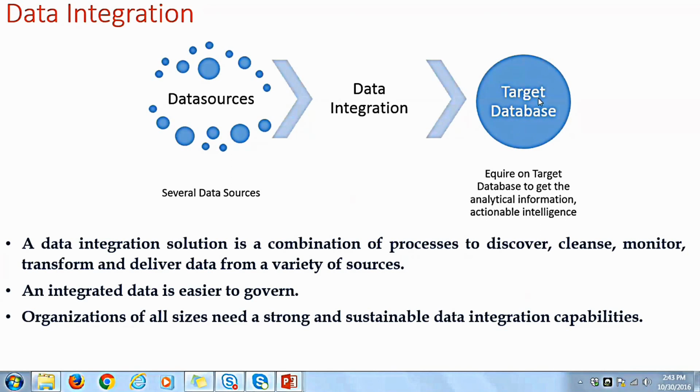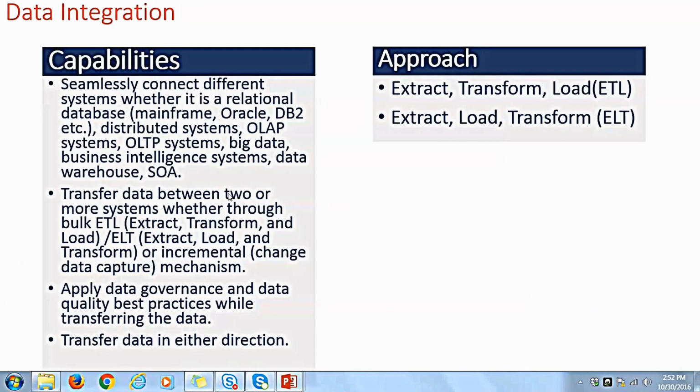The ever increasing data with a varied level of volume, variety, and velocity has also brought renewed challenges in data governance. Data governance refers to the management of availability, usability, and security of enterprise data. And integrated data is easier to govern. Organizations of all sizes need strong and sustainable data integration capabilities to be successful in projects and key analytics initiatives. A data integration solution must have the following capabilities.